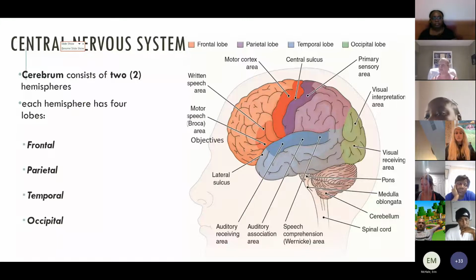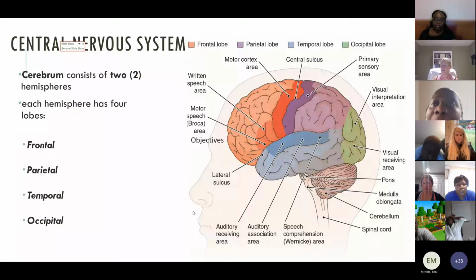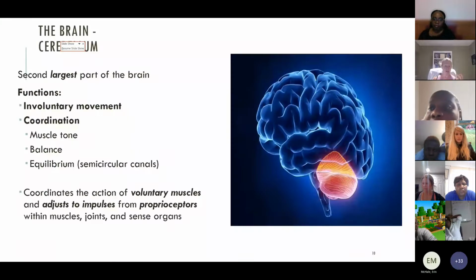So this will come into play when we talk about strokes, and if people have a left-sided stroke or a right-sided stroke, it'll be pretty easy for us to say, okay, well, someone had a stroke in this area and it affected this part of the brain, and this is where we're going to see a deficit in the patient. So this is actually a good slide. You might want to refer back to that once we start talking about stroke.